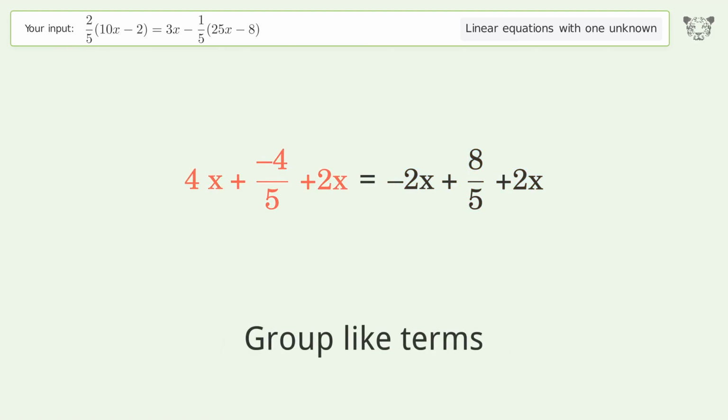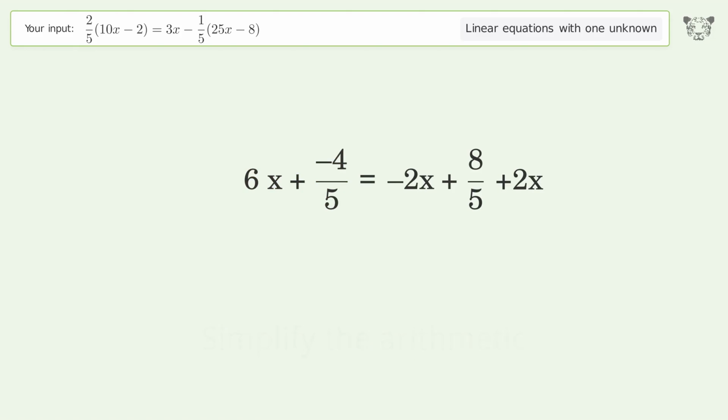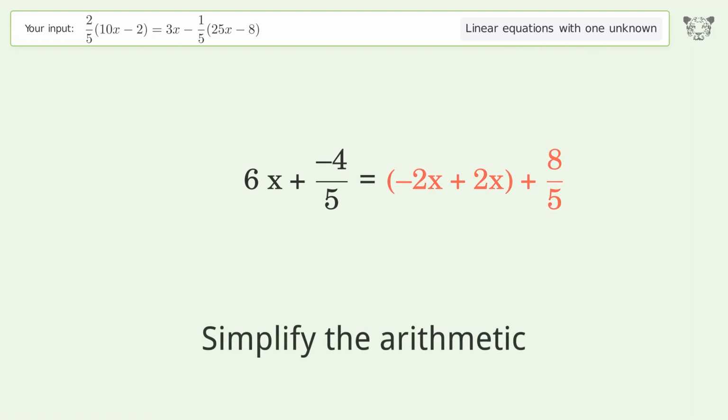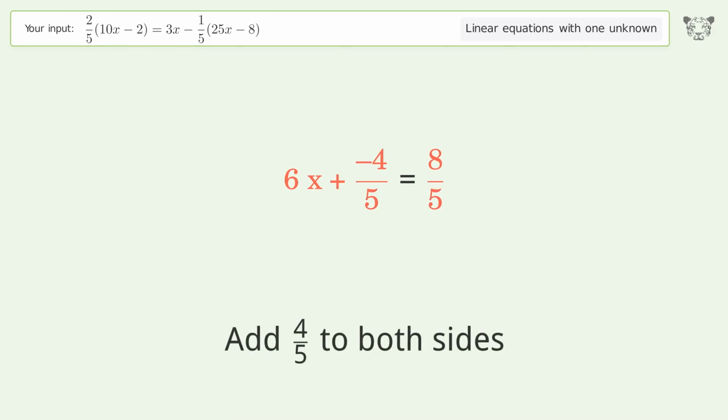Group like terms. Simplify the arithmetic. Group like terms. Simplify the arithmetic. Group all constants on the right side of the equation. Add 4 over 5 to both sides.